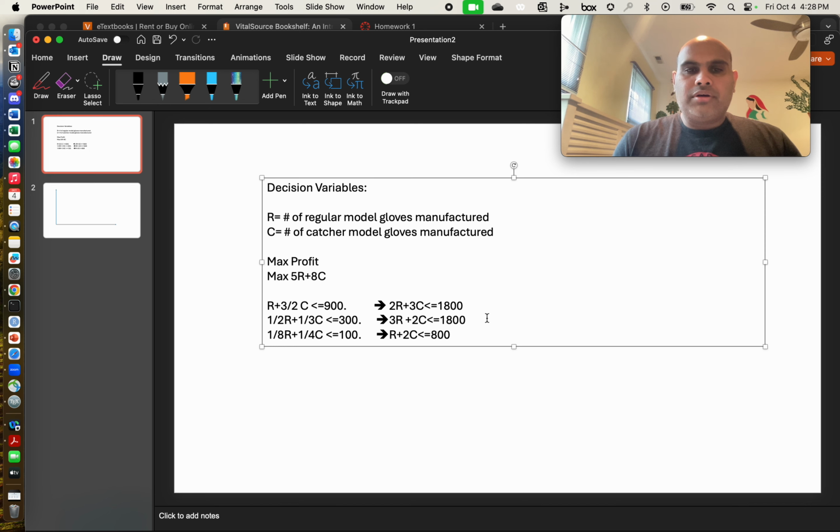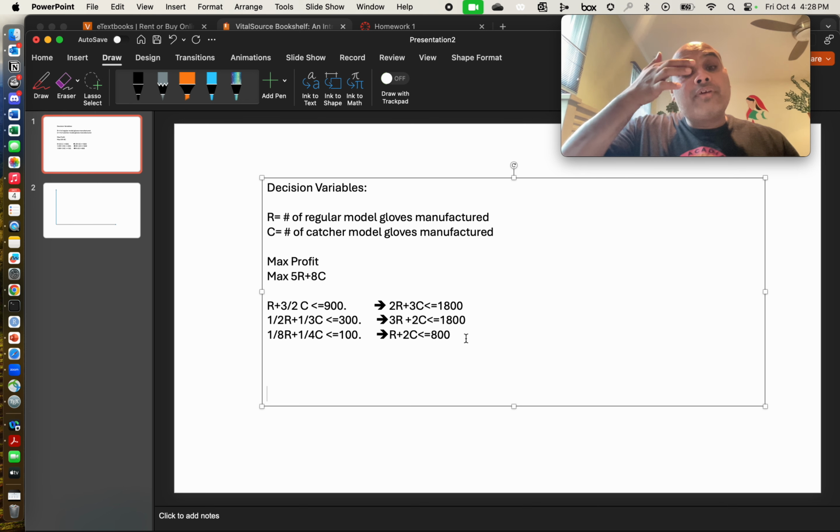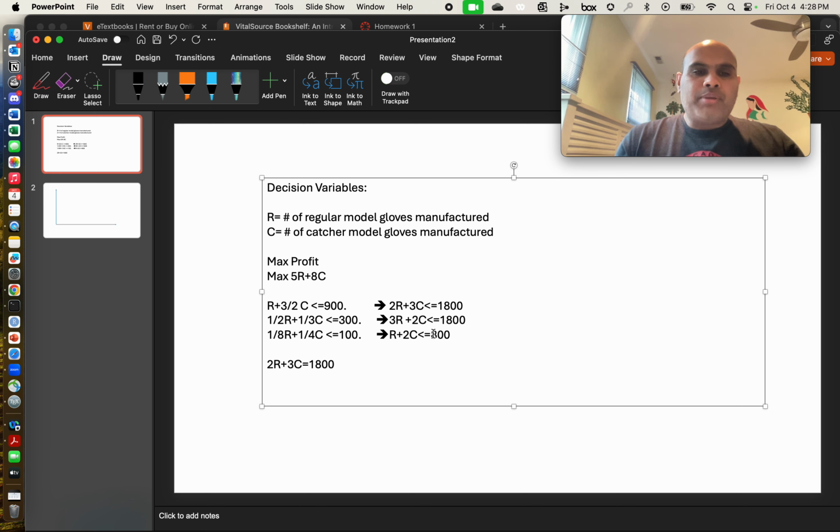One good thing to do, especially when you have constraints like these, is to figure out where the endpoints are going to be, so we know how to scale our x and y axis. So in this case, the r and the c axis. So if you look at the endpoints for 2r plus 3c is equal to 1800, right? If I plug in r is 0, I'll get 3c is 1800 or c is 600, right? So the endpoints for this will be 0, 600. So r is on the x-axis and c is on the y-axis. So 0, 600 and 900, 0. So these are the two endpoints.